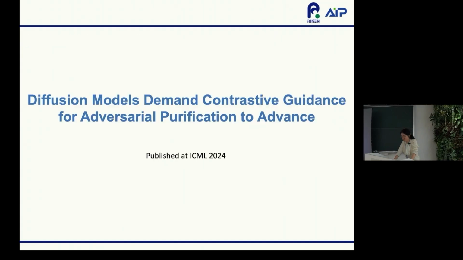Following all the past ideas, in ICML 2024, we proposed a contrastive guided diffusion model for adversarial purification. Basically, from our analysis, we draw one really important conclusion: diffusion models do demand contrastive guidance for adversarial purification to advance.